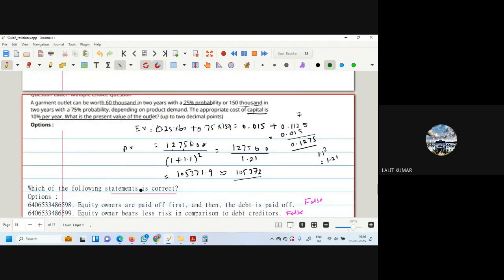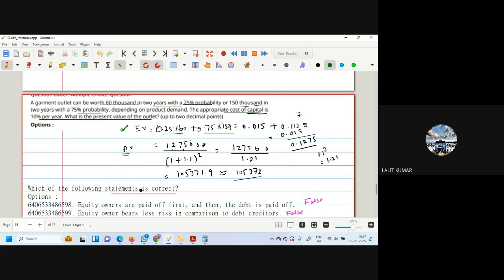Then there is a question: a garment outlet can be worth 60,000 in 2 years with a 25% probability or 150,000 in 2 years with a 75% probability. The appropriate cost of capital is 10%. What is the present value? First of all, we find the expected value with these probabilities: 0.25 into 60 plus 0.75 into 150. So this comes to 127.5, so this is the expected value, 1,27,500.